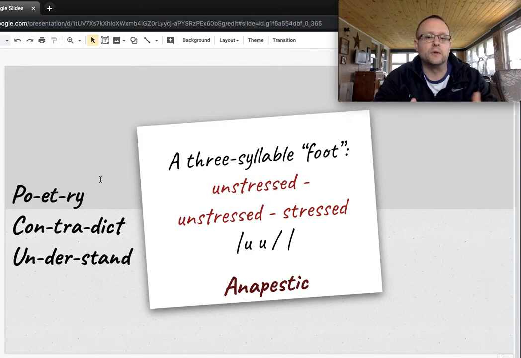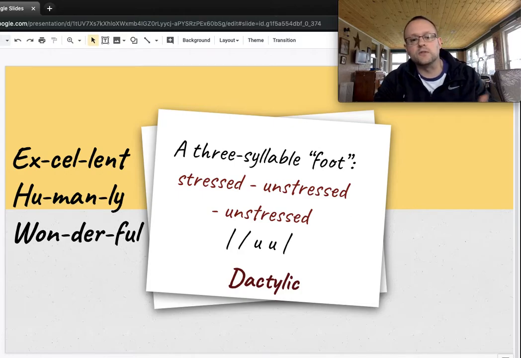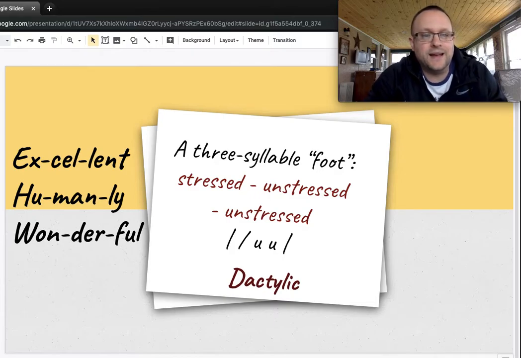And again, this is how rhythm is. So you want to think of meter as kind of like how a song would work, and the feet are kind of part of the beat here that create that overall rhythm that would be going on. Anapestic is going to be a da da dum, da da dum. So unstressed, unstressed, stressed. Again, we're going to have an opposite. So dactylic is again still 3 syllables, but this one is going to be stressed, unstressed, unstressed. So there's more emphasis being placed at the beginning of the word. You know, excellent, humanly, or wonderful.